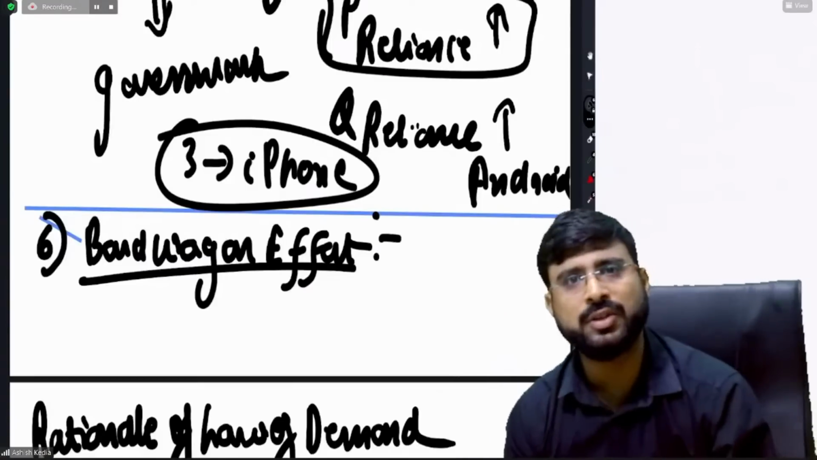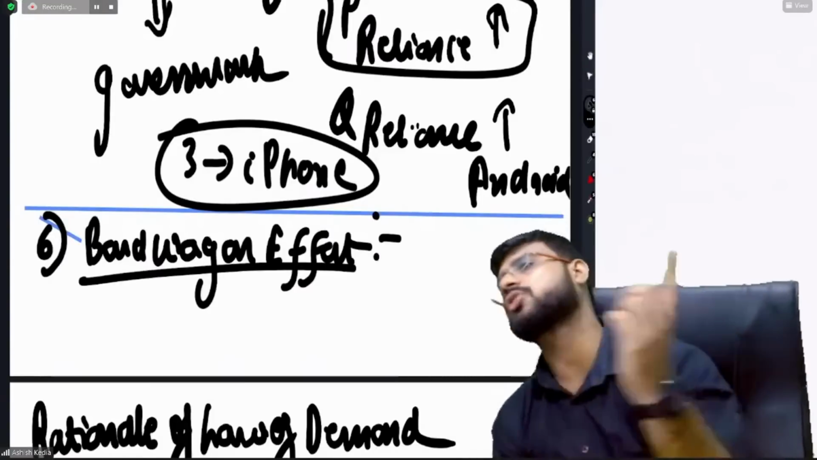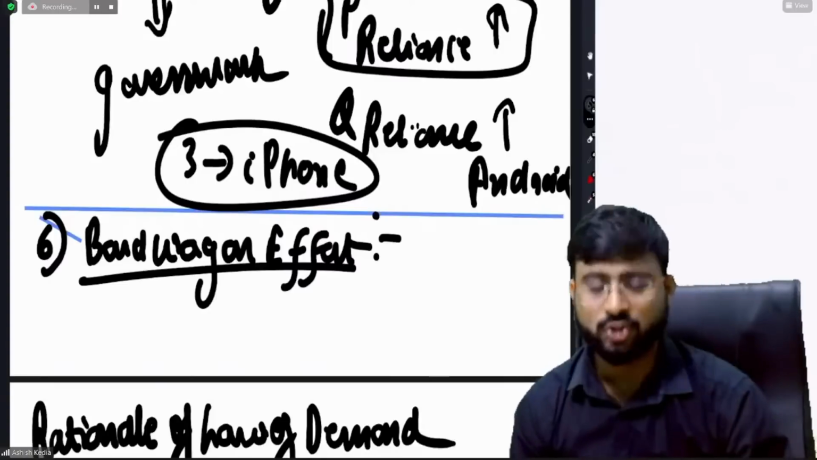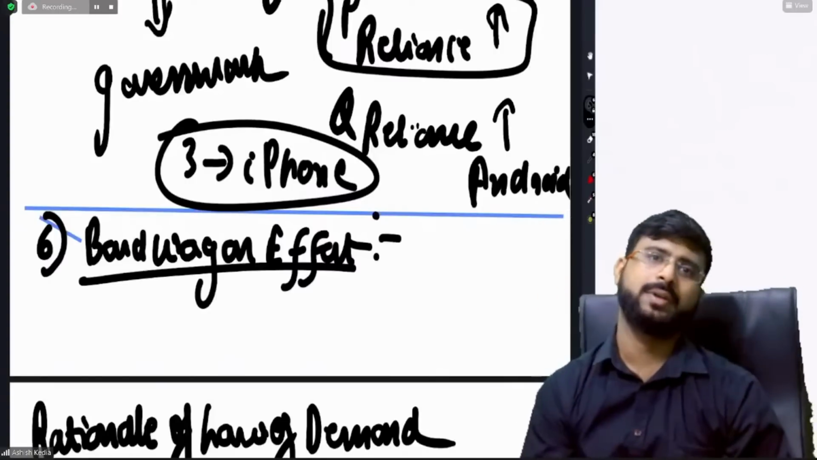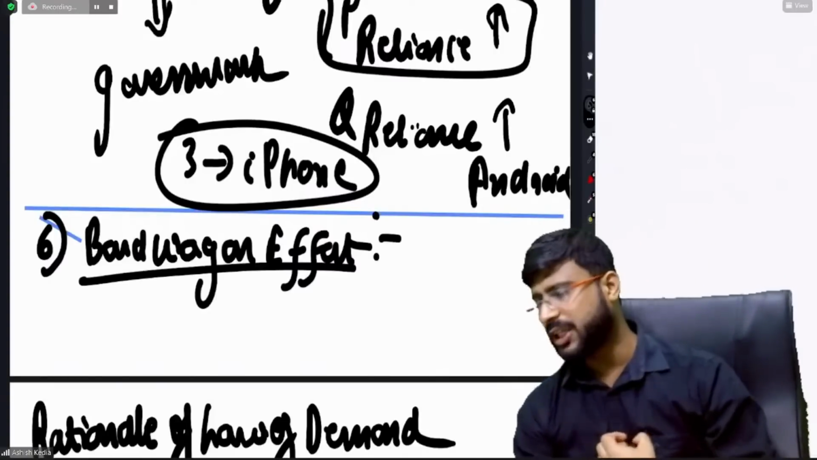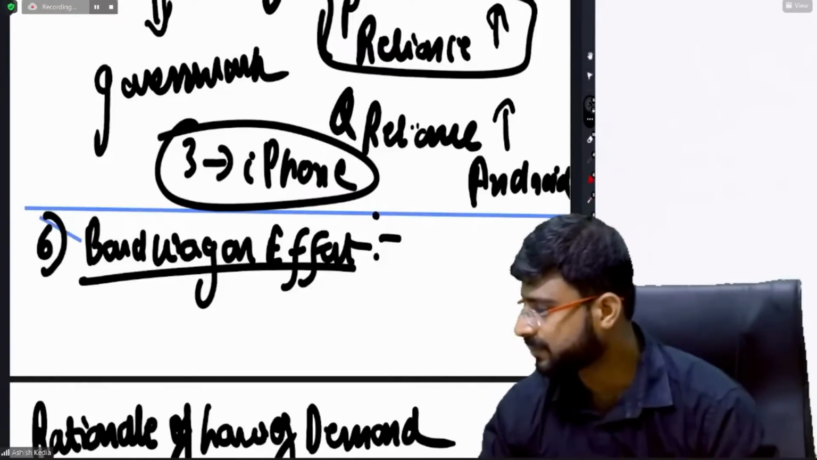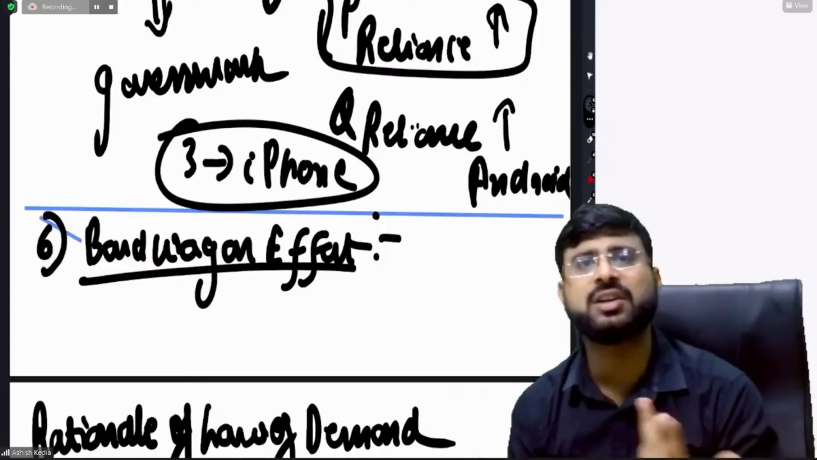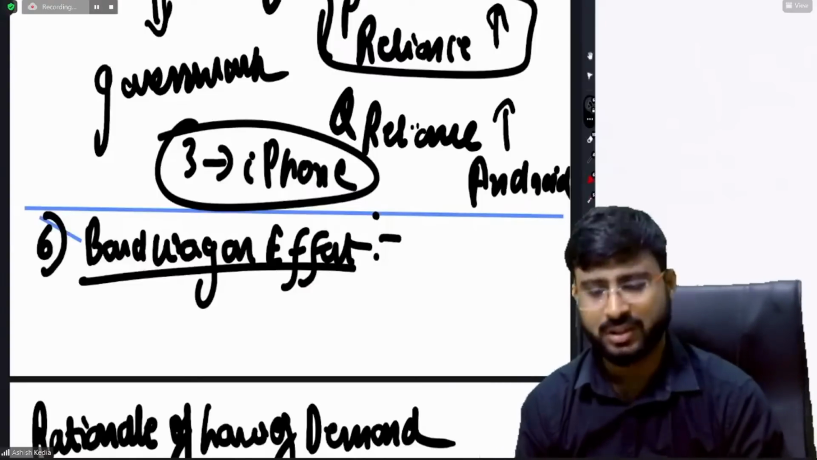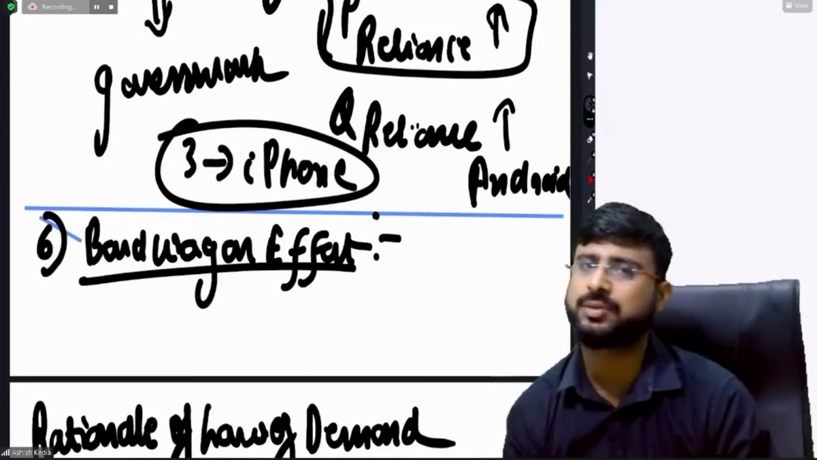Such an abnormal behavior of wanting something because others also have it is called bandwagon effect, where you want more of a commodity because other people also have that commodity. Follow the trend or crowd. It is also an abnormal behavior.